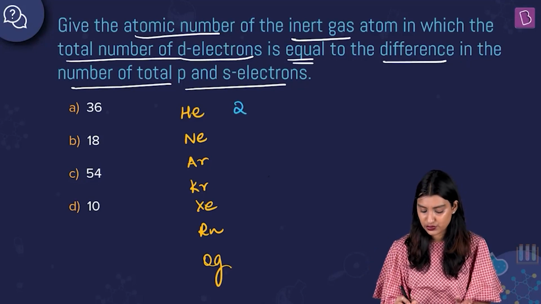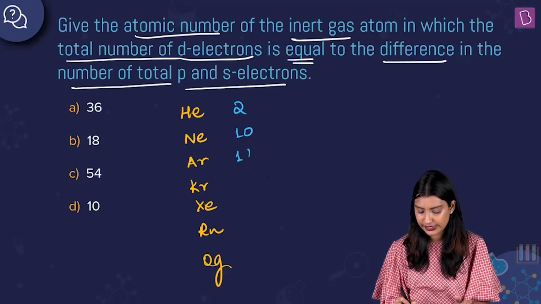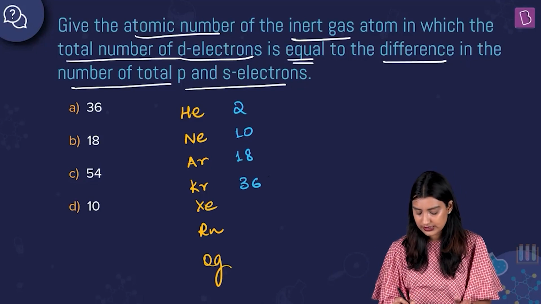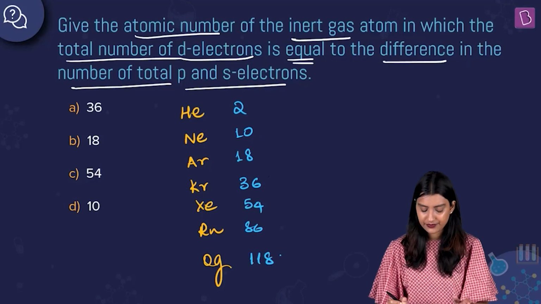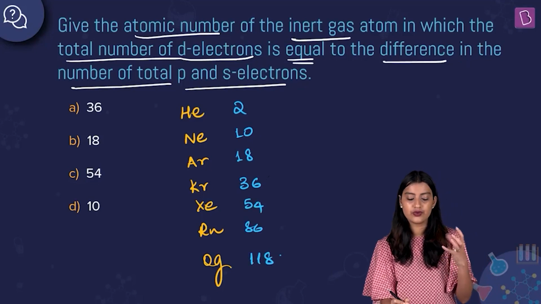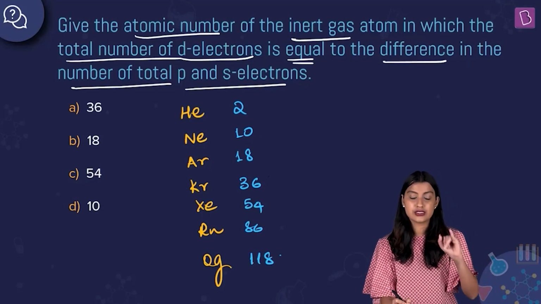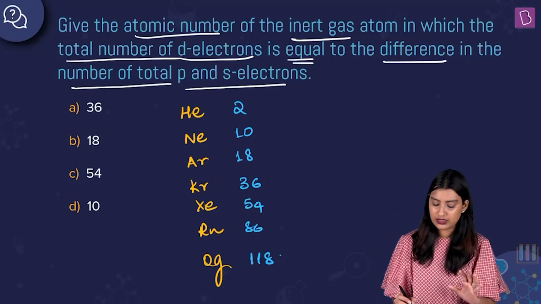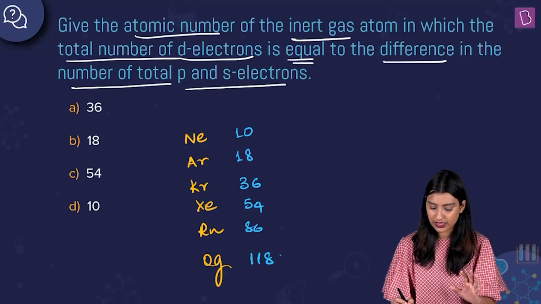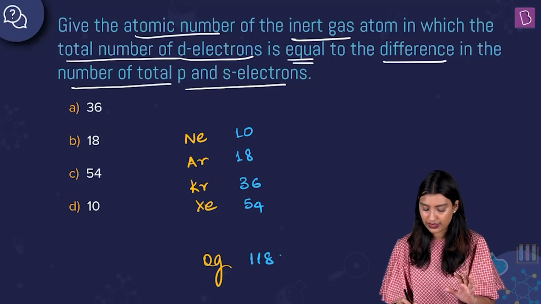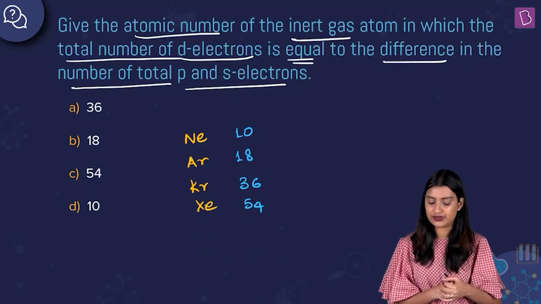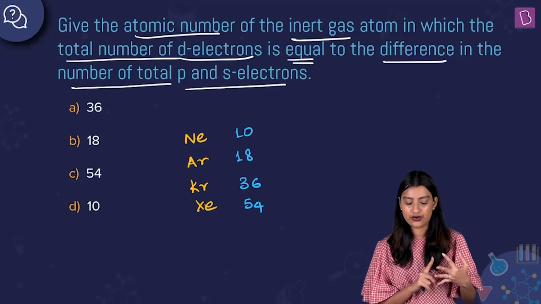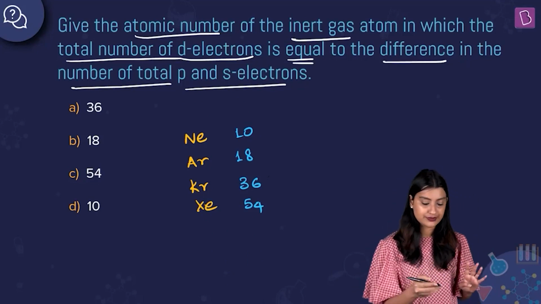Now write down their atomic numbers next to them. So here you have 2, 10, 18, 36, 54, 86, and then 118. Look at your options. They're talking about atomic numbers 36, 18, 54, and 10. So I'm going to nicely remove helium, radon, and oganesson. So it's between neon, argon, krypton, and xenon, correct?